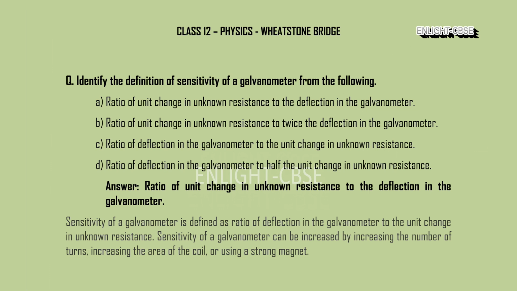Answer: ratio of unit change in unknown resistance to the deflection in the galvanometer. Sensitivity of a galvanometer is defined as the ratio of deflection in the galvanometer to the unit change in unknown resistance. Sensitivity of a galvanometer can be increased by increasing the number of turns, increasing the area of the coil, or using a strong magnet.